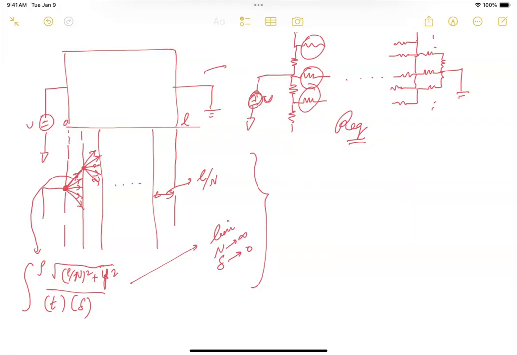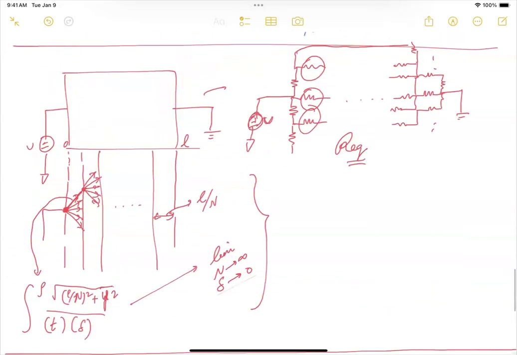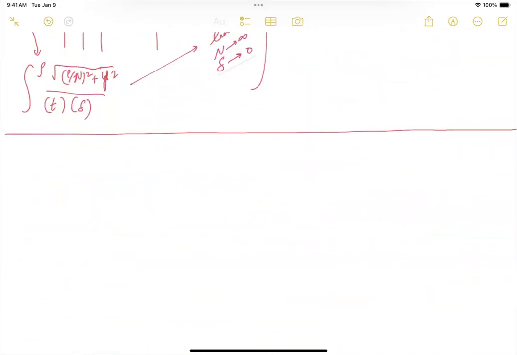Of course, this is a much more complicated way, but sometimes having these other perspectives on how to solve the problem can be useful to get a good intuition. So that basically completes the discussion of the distribution problem.